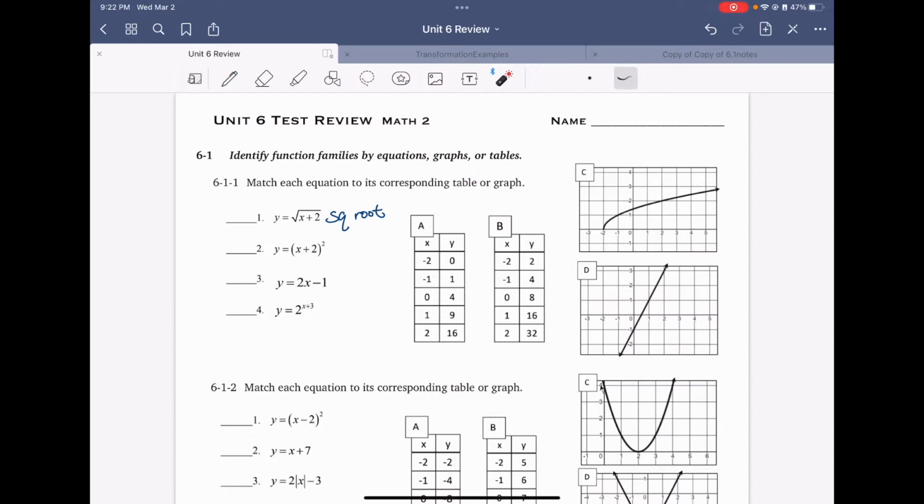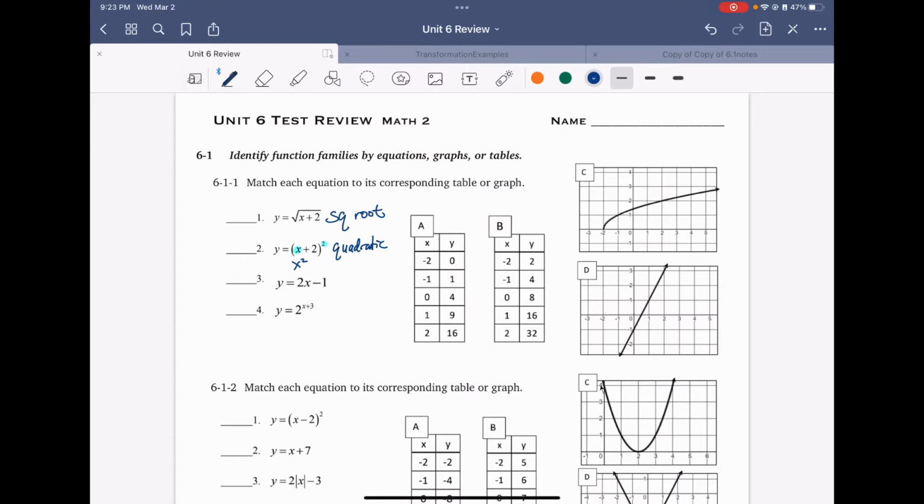The next one, number 2, the things I notice right off the bat is that it has a square on it. And so this x is being squared, and whenever we have an x being squared, that means it is a quadratic function. Now, usually you look for something that has an x square, but sometimes it's disguised like this, where the square is on the outside of the parenthesis, but hopefully you remember from Unit 5 that that is still a quadratic function.